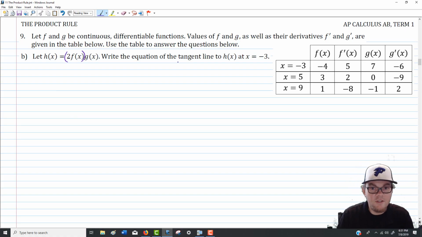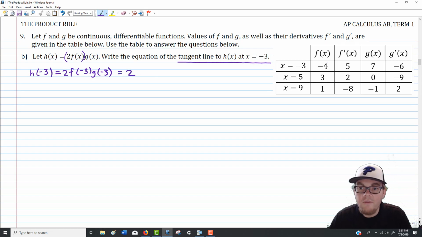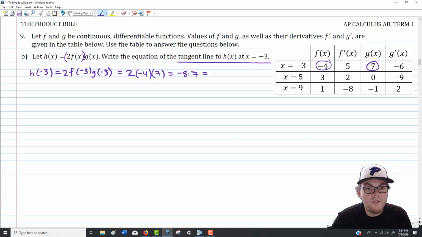So in here, if we want the tangent line at x equals negative 3, we need two things. First, we need to calculate h of negative 3. So we need the actual y value that's going to be there. Well, plugging in, that's going to be 2f of negative 3 times g of negative 3. Looking over at our table, f of negative 3 is going to be negative 4. And g of negative 3 is going to be 7. That's going to be negative 8 times 7, which is going to be negative 56. So that is going to be our y1. Of course, negative 3 is x1. And we're thinking y minus y1 equals m times x minus x1.